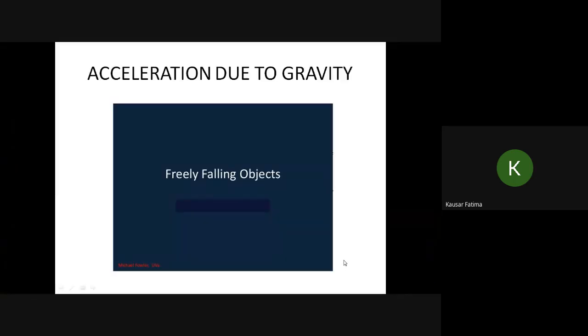Assalamu alaikum, students. We are starting now our topic, acceleration due to gravity. We will study in this chapter about the objects which fall freely, and then we will study about the objects which experience air resistance. First, free fall motion without air resistance, and then with air resistance.